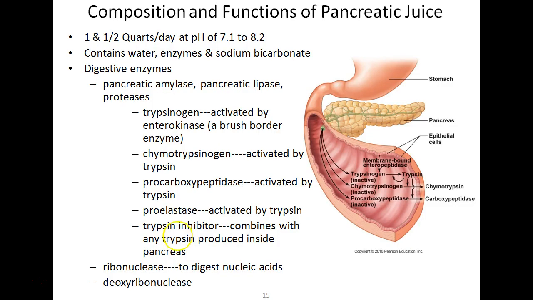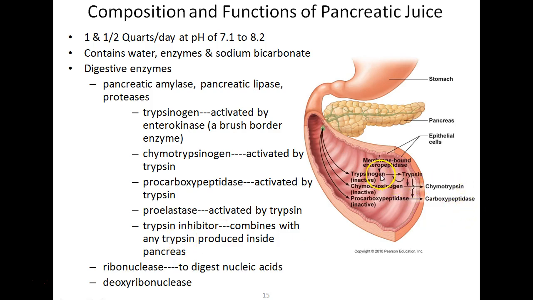And now we have some information on that pancreatic juice. Interestingly, we produce about 1.5 quarts a day. And this pancreatic juice is going to be having a pH of 7.1 to 8.2. Remember that a pH of 7 is neutral. And we're looking at water, enzymes, and sodium bicarbonate being produced. And in addition, we're going to have some broad range of digestive enzymes.